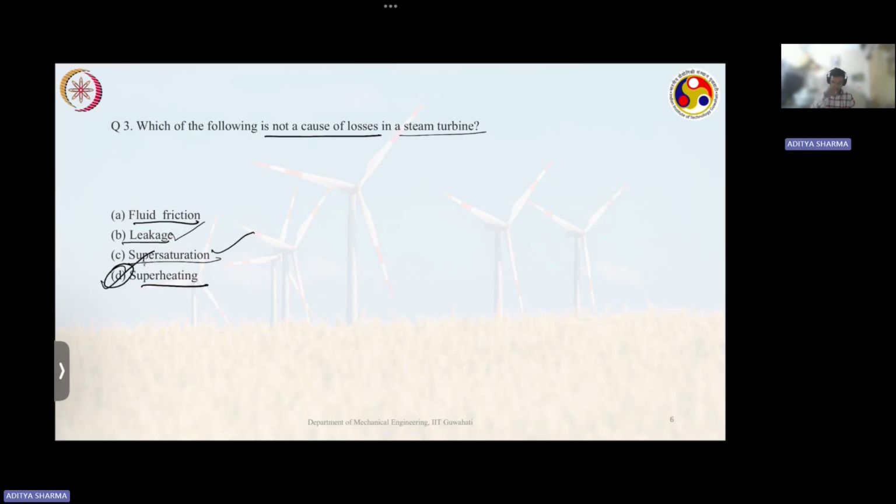So the answer to this question is D. In our discussion, nowhere have we seen that superheating leads to losses. And in addition, we do superheating to improve our Rankine cycle. So D is the correct option to this question.